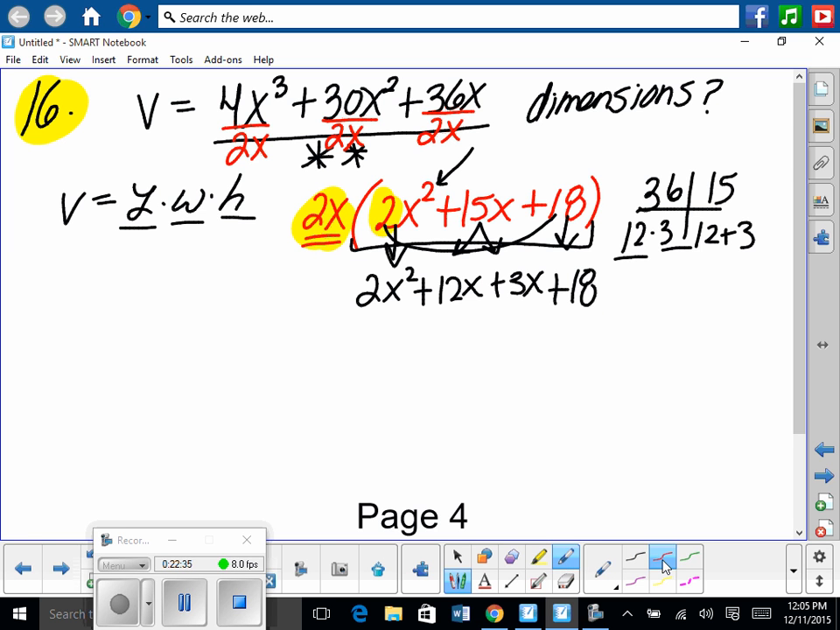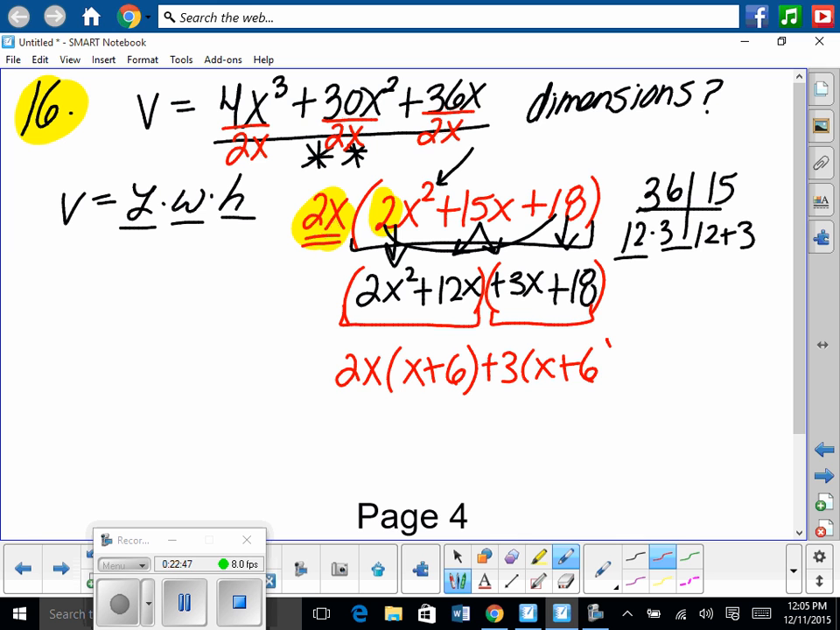So I continue, group these 2, group these 2. In this group, the greatest thing in common is 2x. Left is x plus 6. Greatest thing in common is a 3. Left is x plus 6. Factor out our safe haven of x plus 6. And then left was 2x plus 3. So that piece factored to be that. And then we also had our 2x.